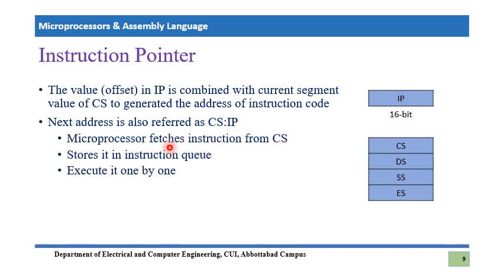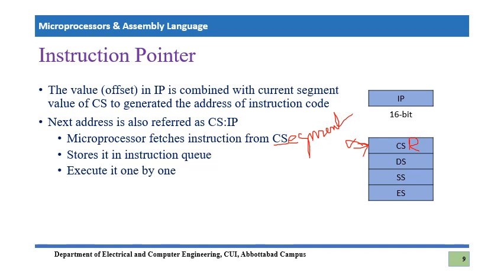So the microprocessor fetches the instruction from CS. And here CS does not mean this register. CS means the segment, the code segment. So this CS is not this CS, because this is the CSR originally. If you remember, I told you this is the CSR, the code segment register, but here we are talking about the code segment itself.